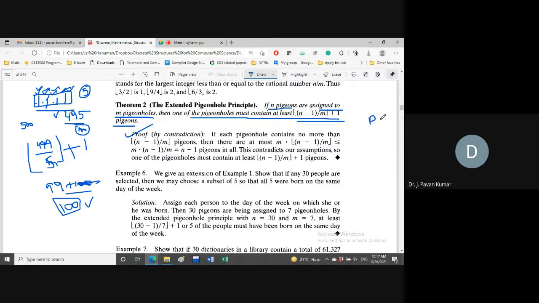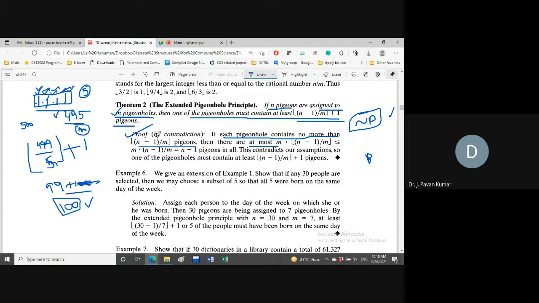We assume P is true. Then we get a contradiction and say P is false. Then negation of P is true. That's what we will claim. Just recall this. Now if each pigeonhole contains no more than this particular number, this is the assumption, not more than the given number, then how many pigeonholes do we have? How many pigeonholes do we have?